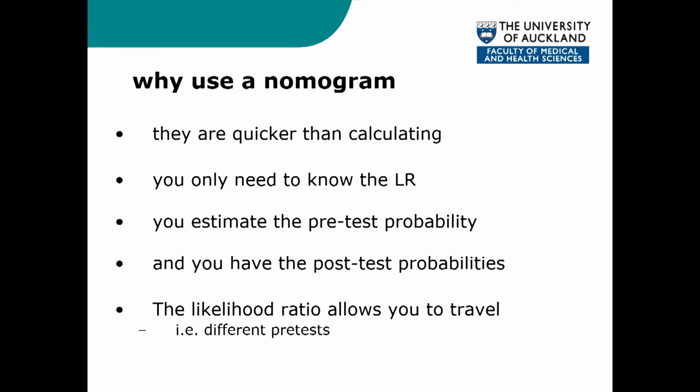So why would we use a nomogram? They're quicker than calculating, and you only need to know the likelihood ratios. You estimate or guess the pretest probability, and then you have the post-test probabilities. And the likelihood ratio allows you to travel, means you can start going to different patients. If they have different pretests, you can apply your nomogram to them.